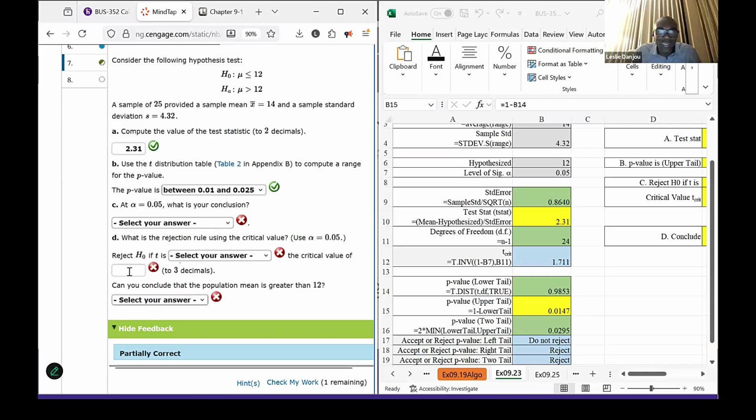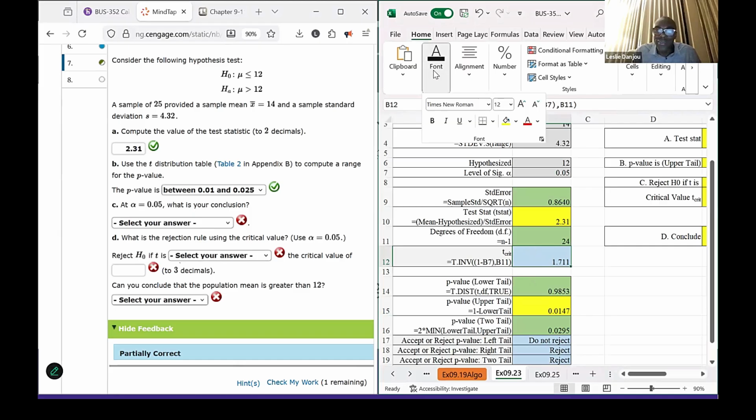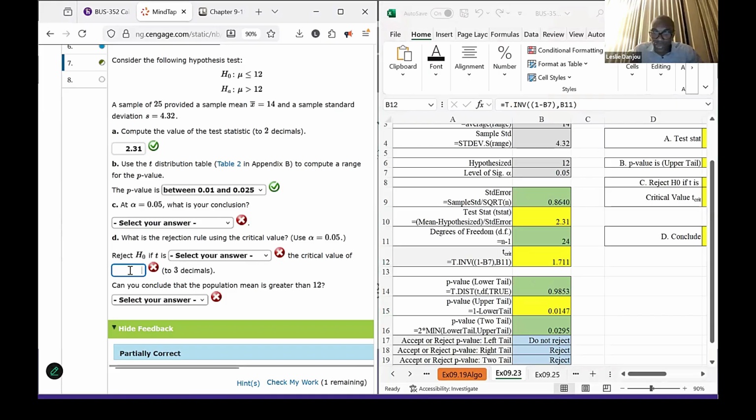But right here, it says the critical value of. So what is the critical value? You're looking for something that says T crit. I'm going to yellowfy this. Right here is your critical value, and they want three decimal places. So I'm going to put in 1.711. Check your work.